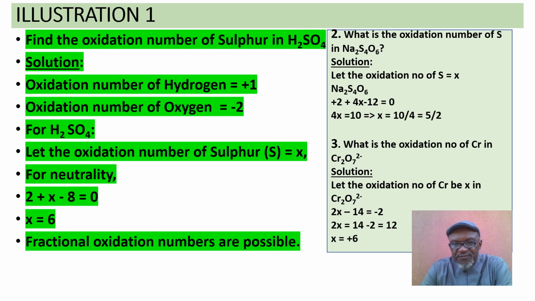So chromium, of course, we have X, we don't know, that's what we're looking for, but there are 2 atoms there, so we have 2X minus 14. Oxygen is -2, 7 atoms times 2, that's 14. So we have 2X minus 14 equal to -2, because the charge on this complex ion is -2. So when we solve, 2X will be equal to 14 minus 2, which is equal to 12. So we have X equal to +6. That's the oxidation number of chromium in that compound.